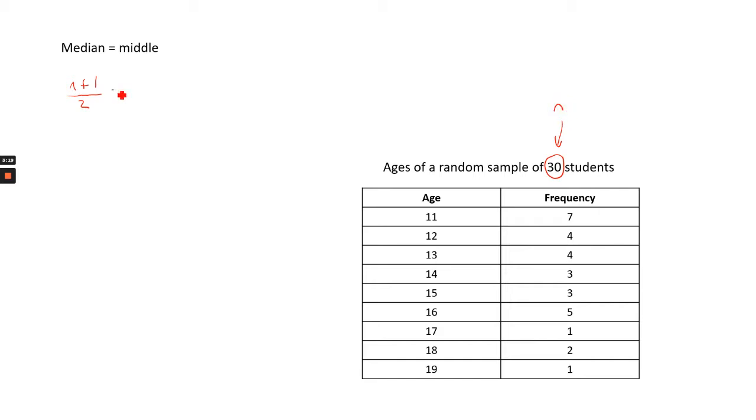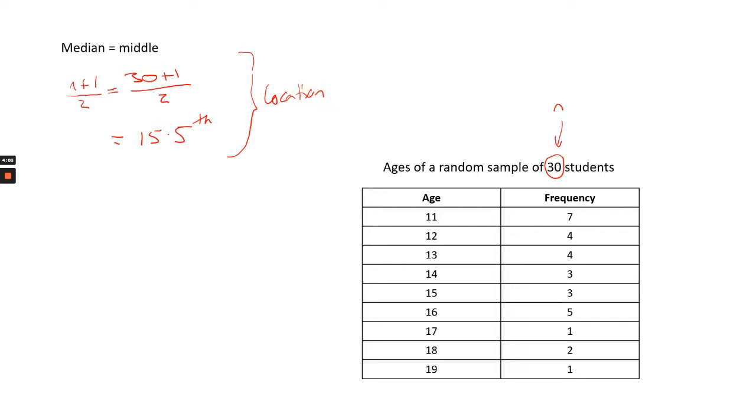So what I'm saying is we need to do 30 plus 1 divided by 2. 30 plus 1 is 31, divided by 2 is 15.5. And so that tells us that the median is the 15.5th bit of data if we listed them all out in order. And so what I can now do is start thinking about where that will be using my frequencies. So this calculation tells us the location.